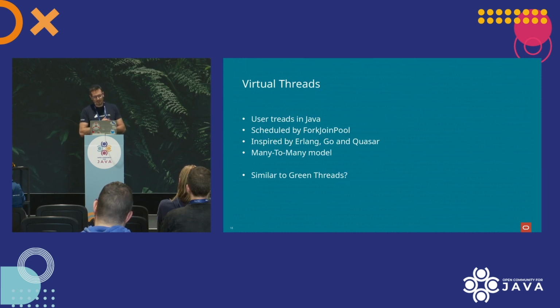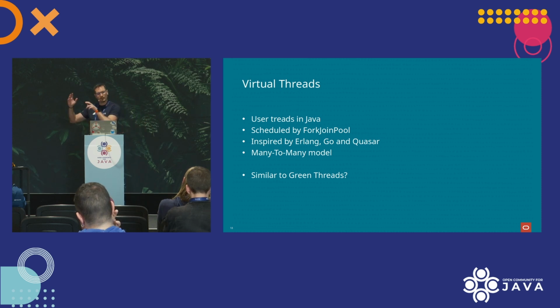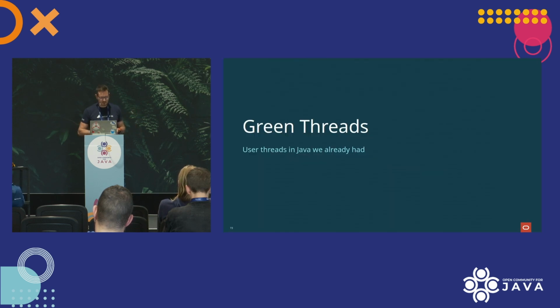And now we can do a little recap. What are virtual threads? User threads in Java, scheduled by the ForkJoinPool. They are inspired by Erlang, Go, and Quasar. It's a many-to-many model. We have many carrier threads running many virtual threads on top. And what's the difference between the user threads we already had, the green threads? We will get to it shortly. For that, we have to do a little time travel.